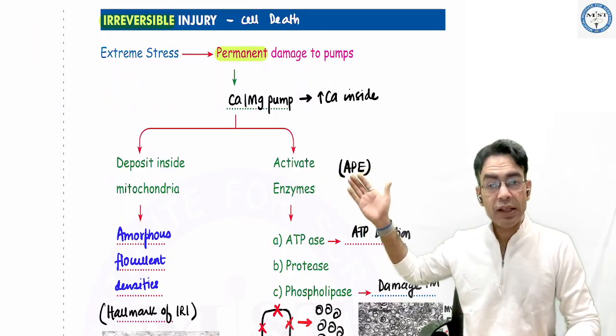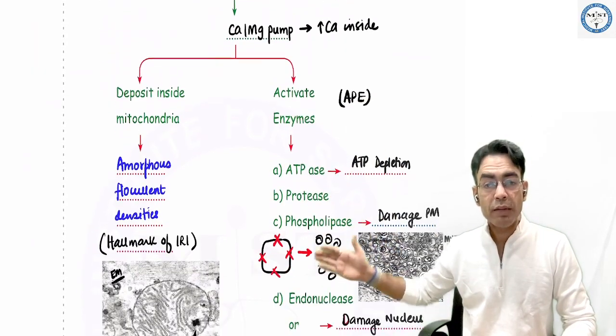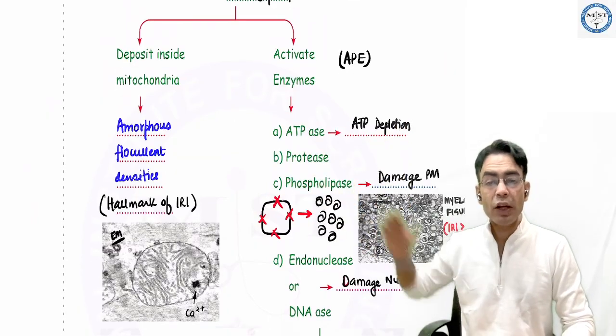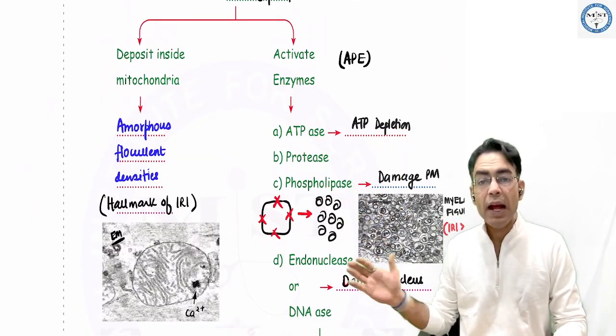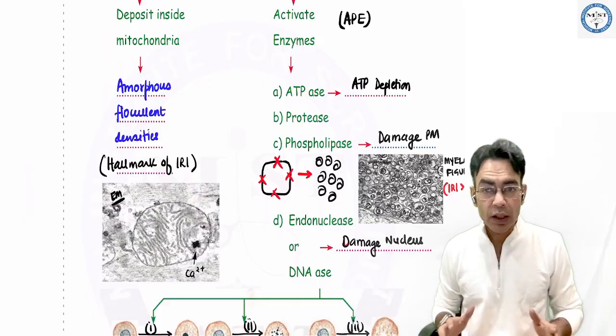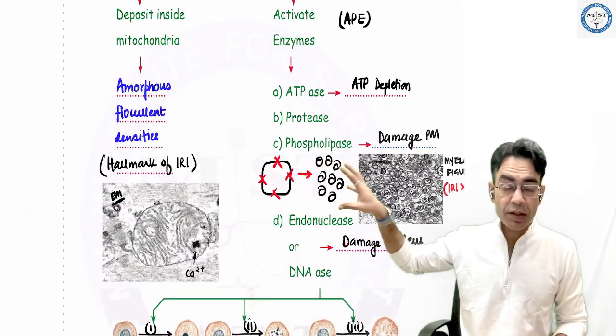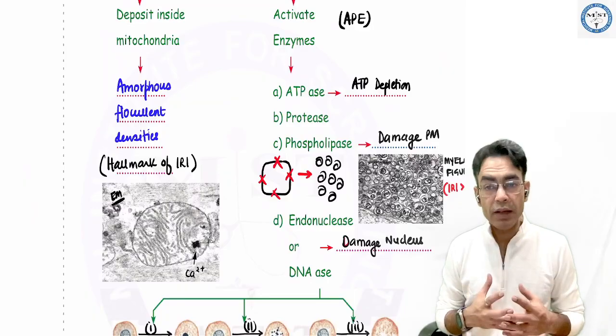The enzymes are ATPase, protease, phospholipase, and endonuclease. ATPase will cut the ATPs, protease and phospholipase will damage the plasma membrane, and endonuclease, or DNAase, will damage the nucleus. So damage of the phospholipid membrane will show the presence of a very high number of myelin figures.